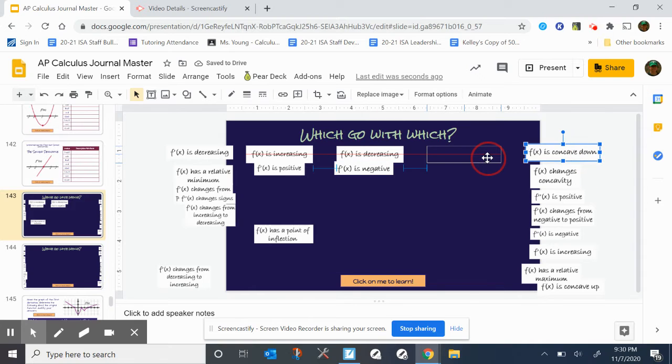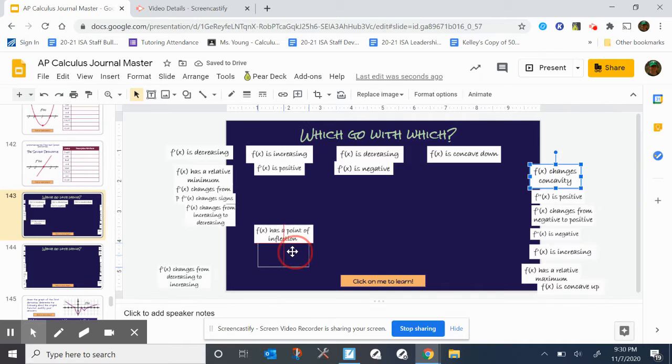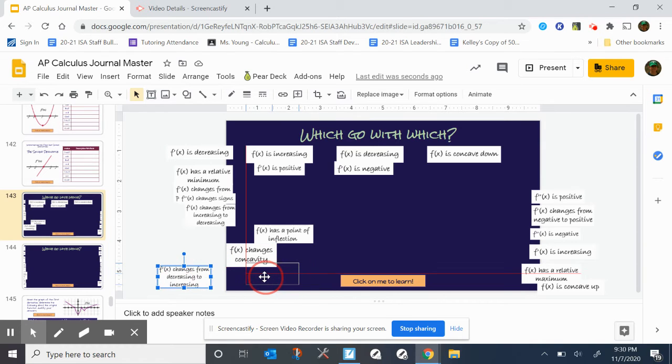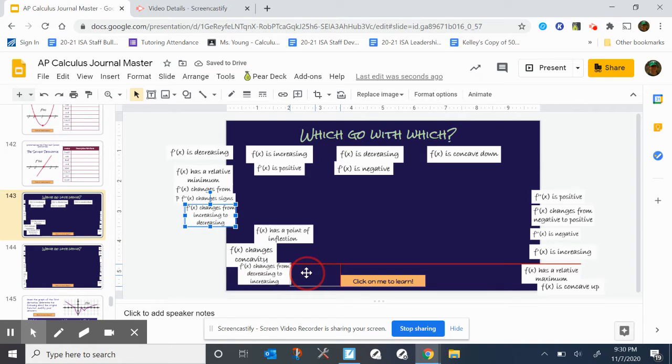Concave down, that looks separate. F of x changes concavity. That's a point of inflection. So I'll group that one down there. F prime of x changes from decreasing to increasing. That is actually also a point of inflection. So we'll go here. F prime of x changes from increasing to decreasing. Point of inflection. Let's see what else.